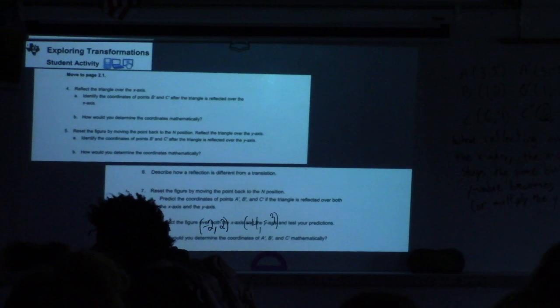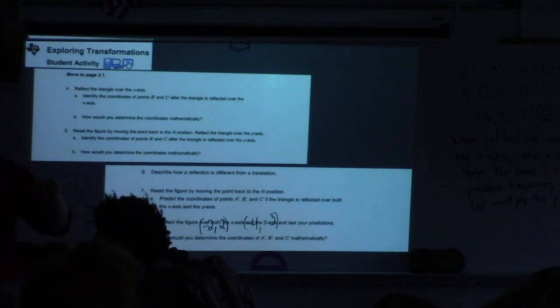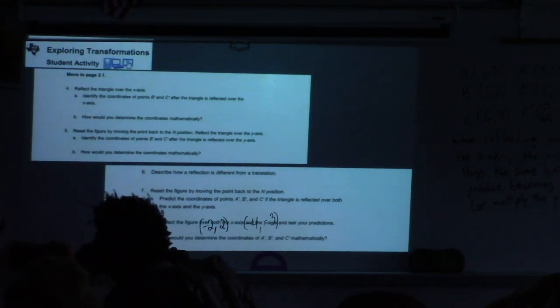So, how did we determine the coordinates mathematically when reflecting over the y-axis?